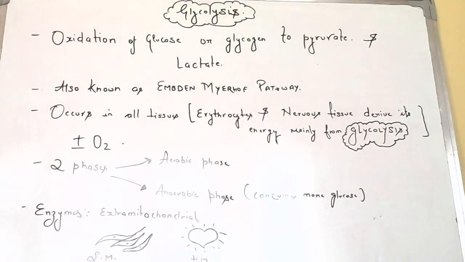The enzymes which are involved are extra-mitochondrial. If we talk about the biomedical importance, this pathway is meant for the provision of energy. This is the main fuel of energy. It has importance in skeletal muscles, as glycolysis provides ATP even in the absence of oxygen. Muscles can survive anoxic episodes.